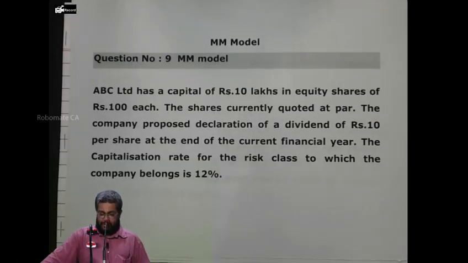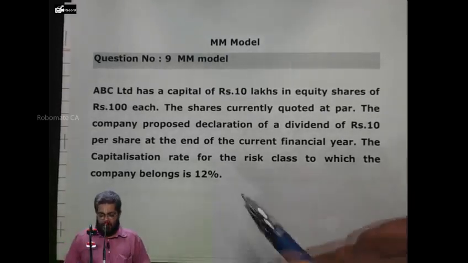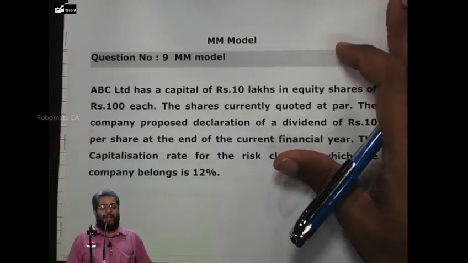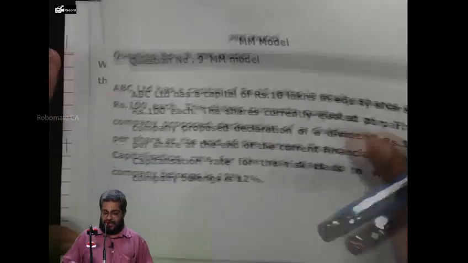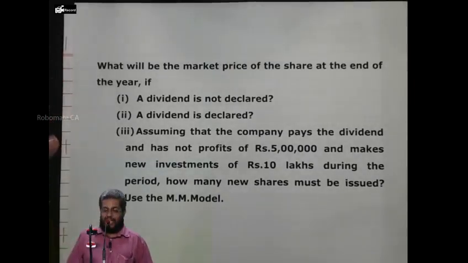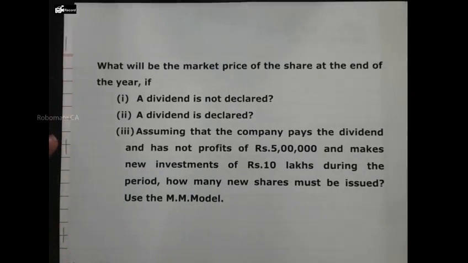The company proposed declaration of a dividend of 10 per share at the end of the current financial year. Is this dividend D0 or D1? D1, the proposed dividend. The capitalization rate for the risk class to which the company belongs is 12%. What is this 12%? KE. The word capitalization rate means the rate at which you capitalize the earnings. What will be the market price of the share at the end of the year if dividend is not declared? And if the dividend is declared?